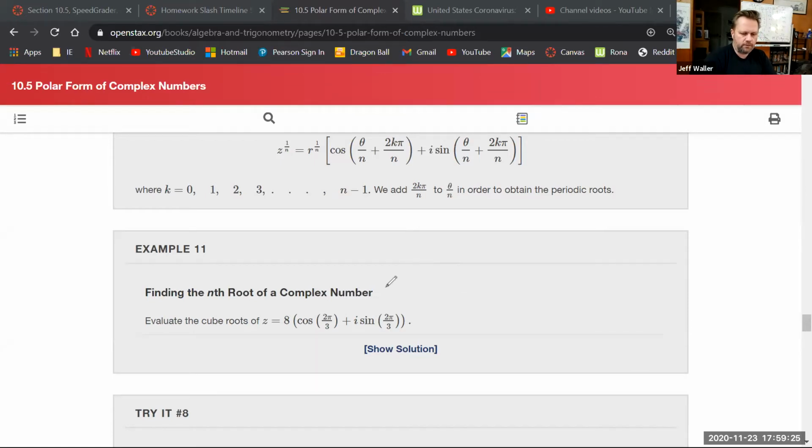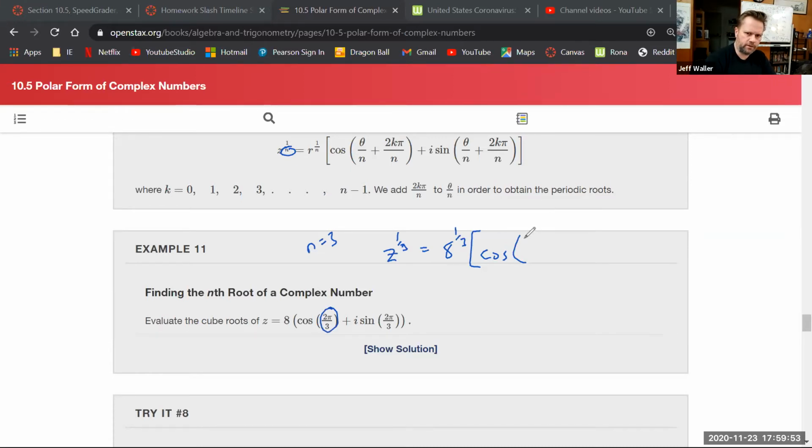So let's do this problem. I want to show you something. I'm a little upset at myself that I didn't do this. That's really bad. Z to the 1/3. So n is 3. Is that cool? So n is whatever the root is that we're doing. So it's going to be 8 to the 1/3, and then it's cosine of 2 pi over 3 divided by 3.